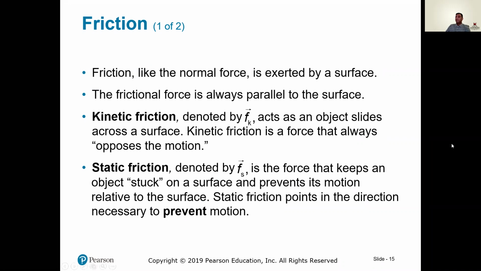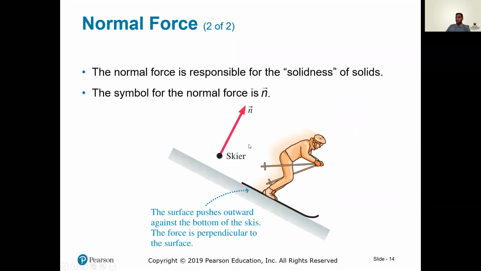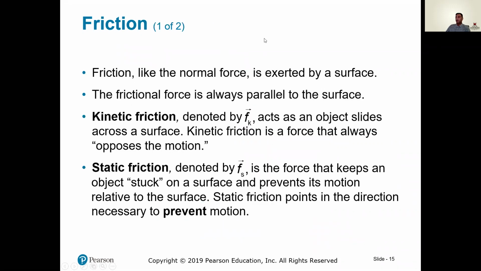Anyway, friction, like the normal force, is exerted by a surface. The frictional force is always parallel to the surface. So remember previously what we learned was the normal force is always perpendicular to the surface. And now we are learning about a new force, which is friction, and that is parallel to the surface, right? Which is very easy to understand. Imagine if an object is moving on the surface from left to right, the friction is going to stop it, right? So that's why it is coming from right to left.